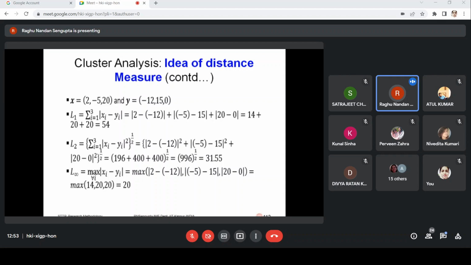You can check the second bullet point. When I find out the L2 norm, that means find out the differences, square them up, and then find out the square root. The value comes out to be 31.55. And then the extreme case, I have the L infinity norm, where I find out the max value between the differences. You can see it comes out to be 20, which means as you increase the norm value, the value slowly decreases.